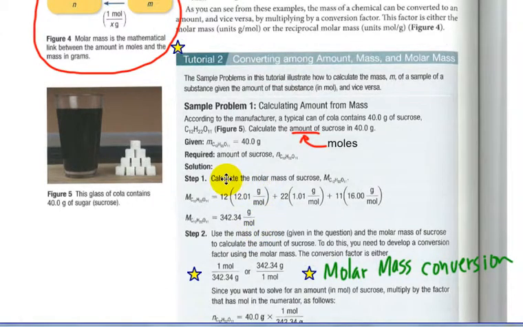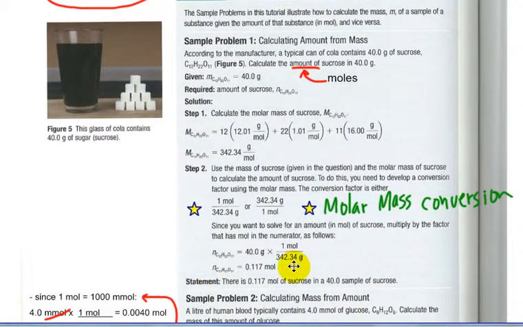Of course what you have to do first is figure out the molar mass of sucrose. So 12 carbons, 22 hydrogens, and 11 oxygens. When you multiply that and add that all up, 342.34 grams per mole. So of course you have two factors with that molar mass: 342.34 grams over 1 mole, or 1 mole over 342.34 grams. That's our molar mass conversion. But since we're going from grams to moles, we want grams on the bottom, moles on top. So that's the conversion factor we'll be using.